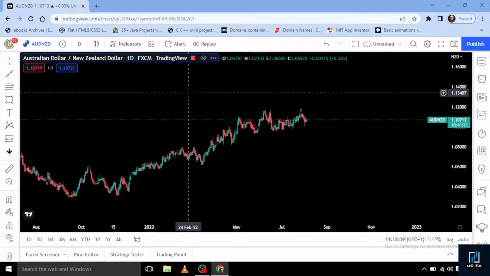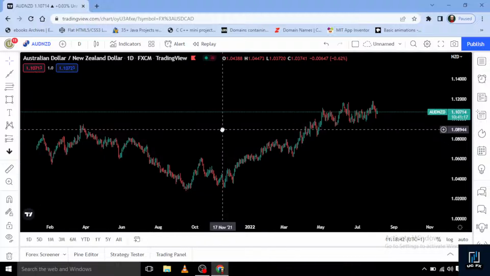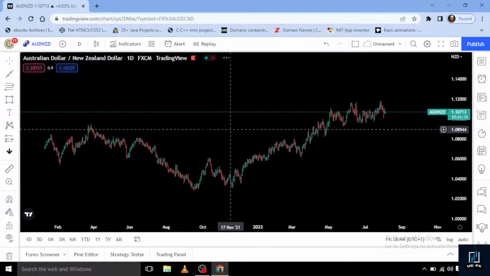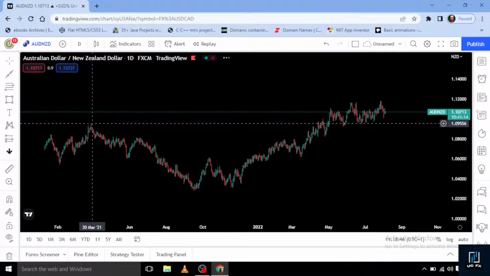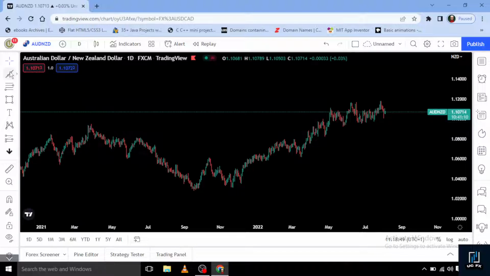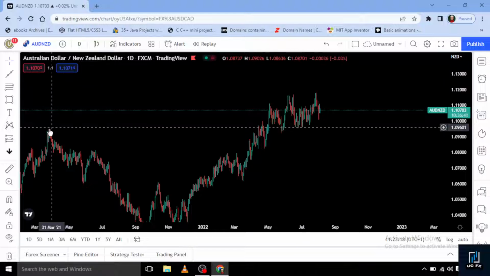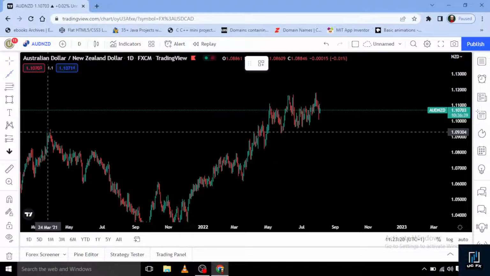So looking at the daily charts, we had our recent break of structure right here. This high was taken out. So here this high was taken out. So let's mark it out.